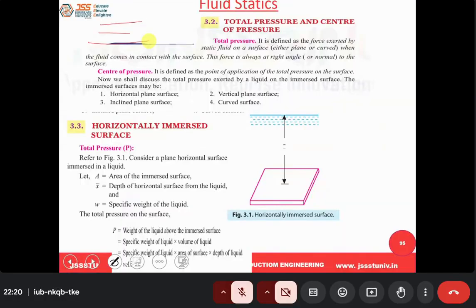So here we are talking about total pressure and center of pressure. First we'll talk about total pressure. It is defined as the force exerted by the static fluid on a surface, either a plane surface or a curved surface, where the fluid comes in contact with that surface. This force is always at right angles, or normal, to the surface.